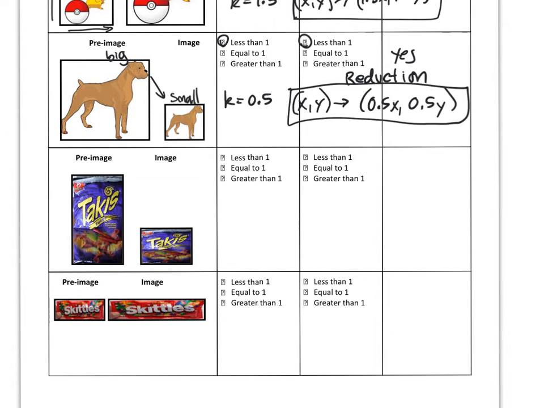Now, these next two examples are not actually dilations. Can you tell why not? Well, the corresponding sides are not going to be proportional to each other because it wasn't dilated by the same factor vertically and horizontally. With the bag of Takis, we definitely went from bigger to smaller, at least when you think about the height. But it looks like the width stayed the same. I'm going to use X to represent whatever that width is. So the width is the same for both, and it looks like the height of the second one is about 1/2 or maybe 1/3 of the height of the original pre-image. I'm going to use 1/2 here.